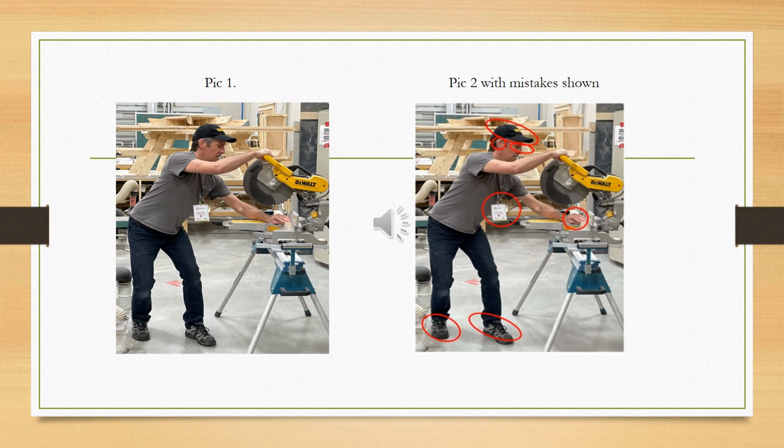Here are the pictures. Here's pic one of me doing all these terrible things in the shop. I had a friend of mine take the picture of me. The pic two is with the mistakes shown. So here I circled all the various infractions that I did while doing this task.